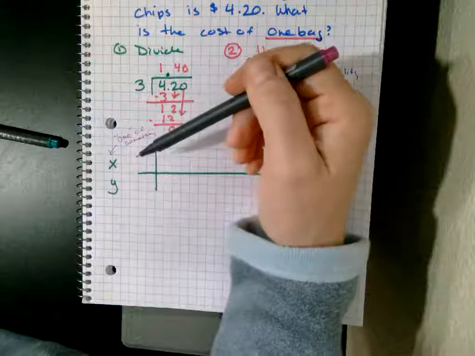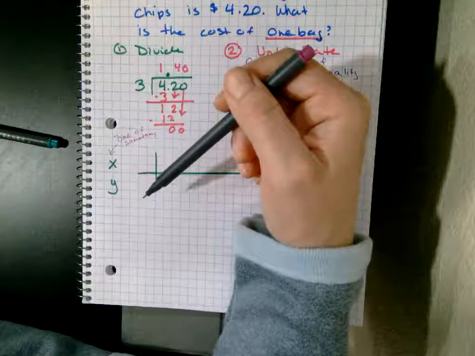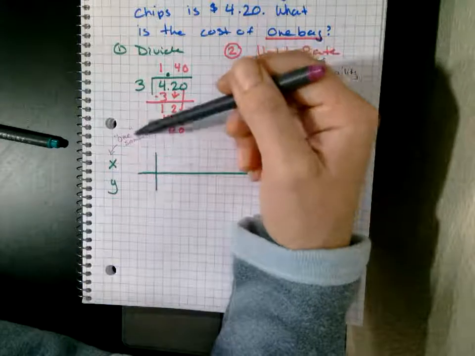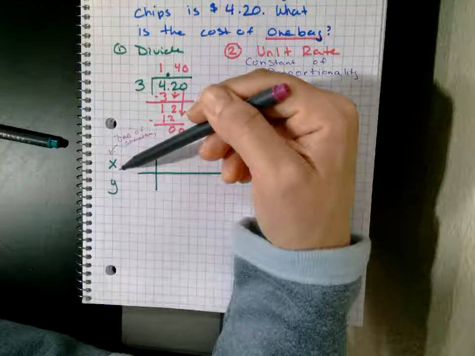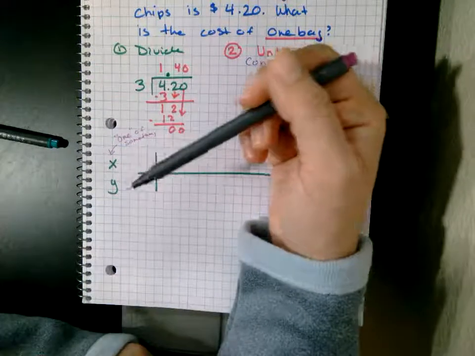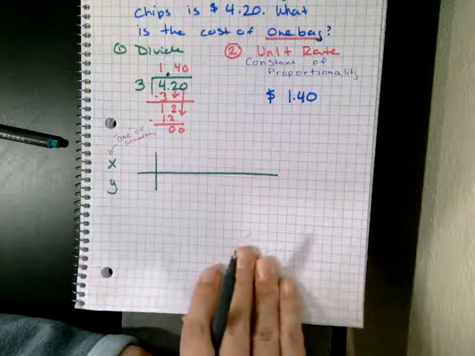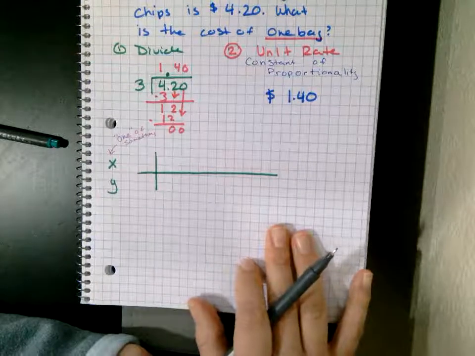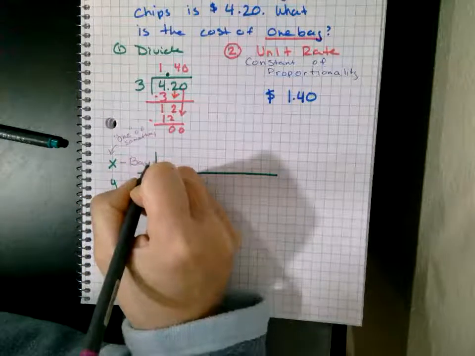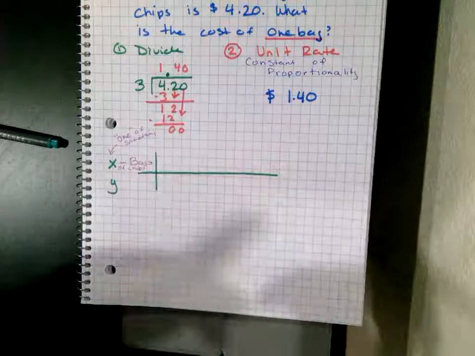Kids always mess us up. Like, what is X and Y? Which one's X? Which one's Y? It's 100% up to you to figure it out. There's one correct answer and then the other one's wrong. So X will always represent the one of something that you're solving for. You're solving for $1 or one bag. What are we solving for in our problem? One bag. So therefore X will stand for bags of chips. Okay?